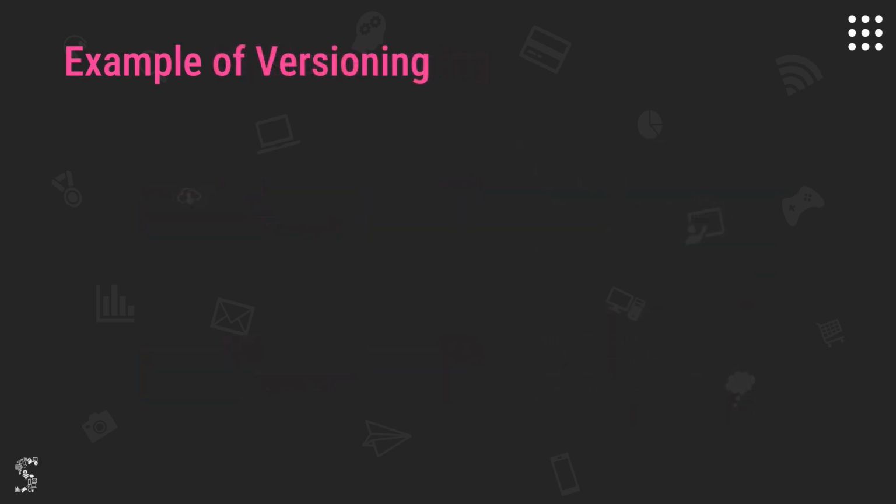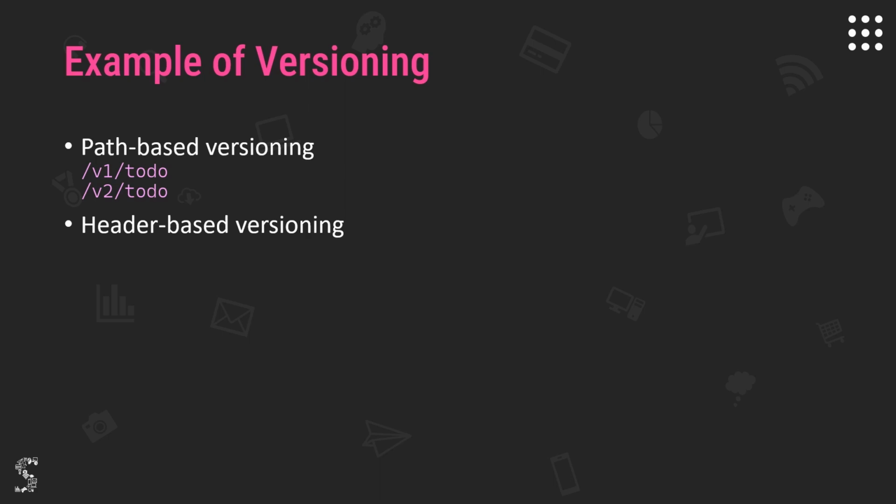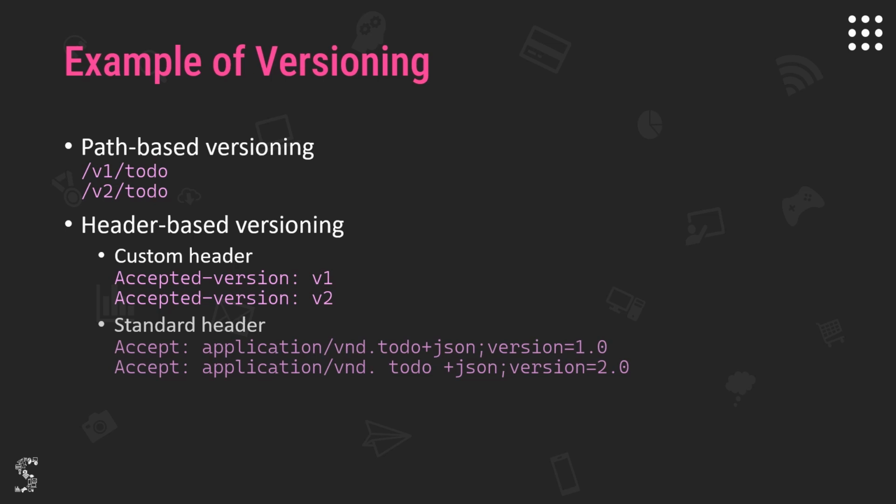For examples of versioning, we can do path-based versioning. So we specify the version in the URL path. Or we specify the version in the header, by using a custom header, for example, accepted version and then the version that we are going to use. Or we can use a standard header like this. So we are going to use Accept as the key of the header, and then the application's MIME type, vnd dot todo, where todo is the application name, plus JSON as the serialization, and then the version that we are going to use.